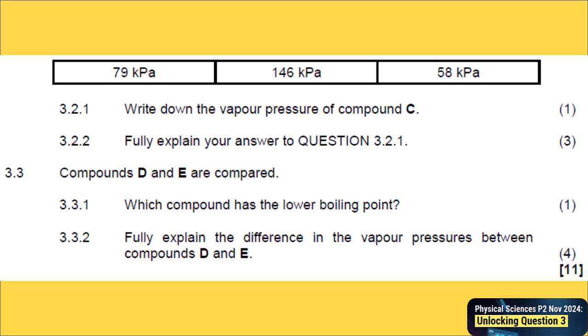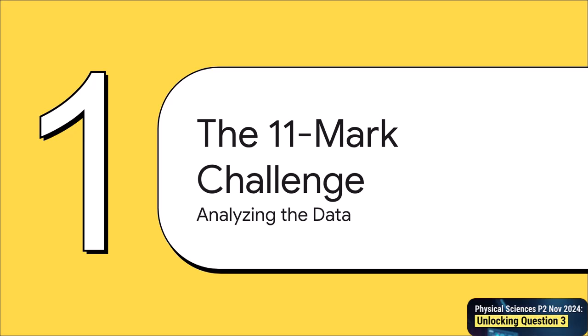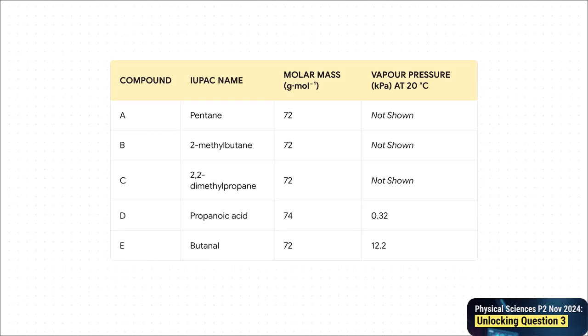We're given a table with 5 different organic compounds. We've got some data, things like molar mass and vapor pressure, and our mission is to figure out the story that data is telling us. So let's take a closer look at our lineup. First up, we have compounds A, B, and C. That's pentane, 2-methylbutane, and 2,2-dimethylpropane.